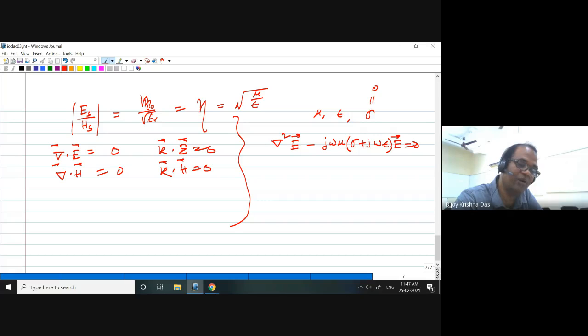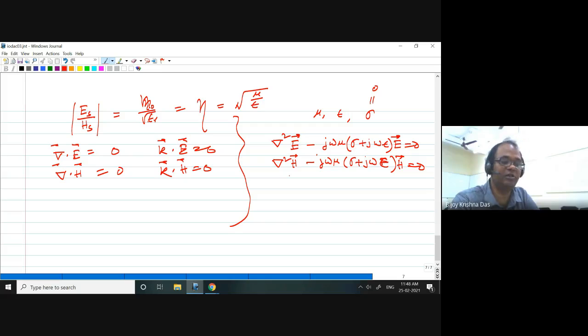Omega square mu epsilon. Mu epsilon means 1 by c square. So omega square by c square if sigma equal to 0. If sigma is there, then you have to consider this term. Similarly, we consider J epsilon H. So you have to solve this equation. If sigma is non-zero, then you have to solve including sigma.